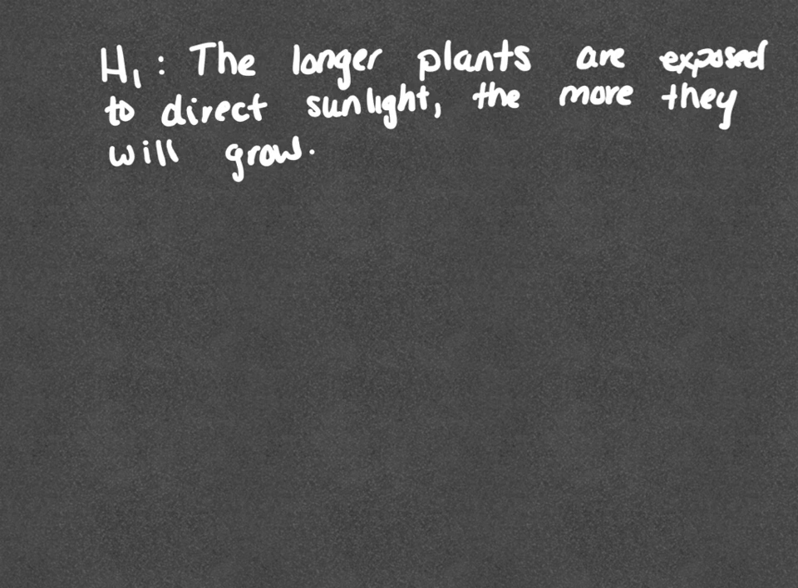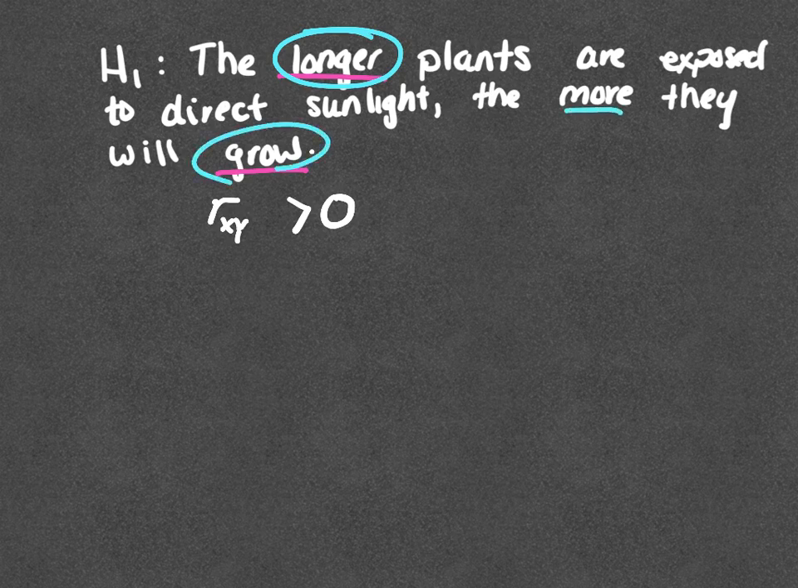Let's assume that I hypothesize that the longer plants are exposed to direct sunlight, the more they will grow. Now notice here that time is quantitative because we're talking about longer spans of time, and we're also looking at growth quantitatively because we're talking about more growth versus less, so we're quantifying here. In this example, our hypothesis is that the R for this x and this y will be greater than 0 because we're saying that there would be a positive relationship here. That's because more time in the sun is expected to be related to more growth.